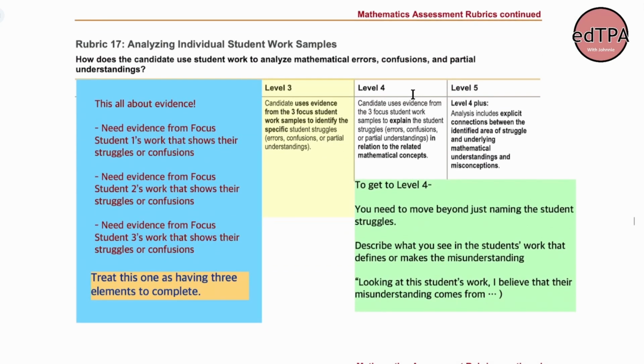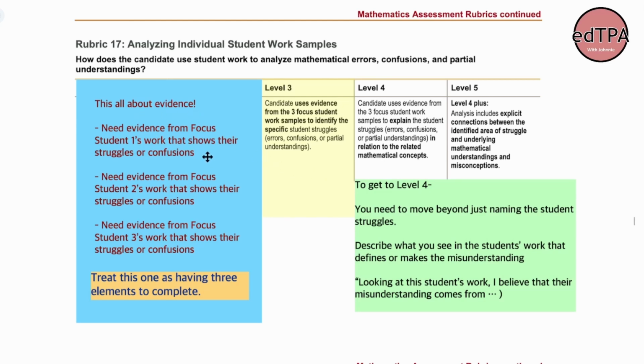So rubric 17: how does the candidate use student work to analyze mathematical errors, confusions, and partial understandings? For level 3, candidate uses evidence from the 3 focus student work samples to identify the specific student struggles, errors, confusions, or partial understandings. Okay? So this is looking at the student's work, and from that you're trying to identify the thing that they need to work on again in a re-engagement lesson.